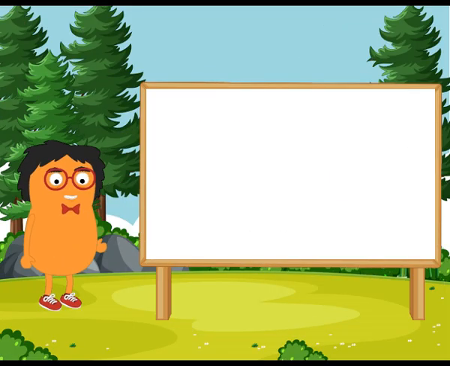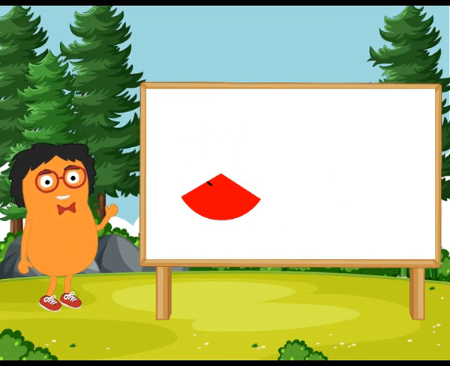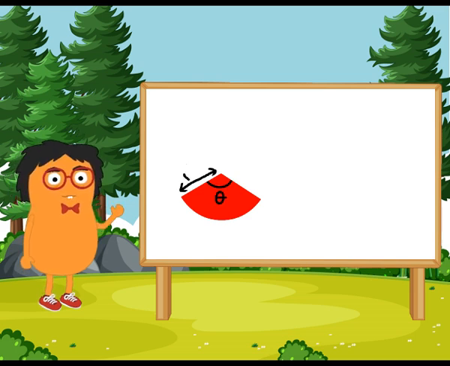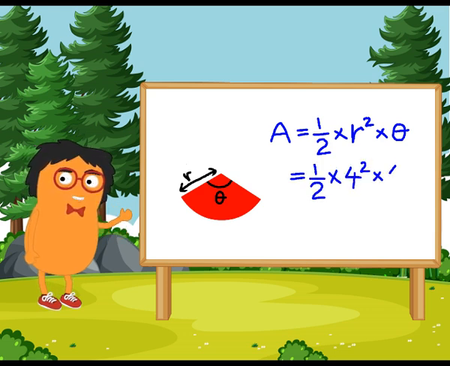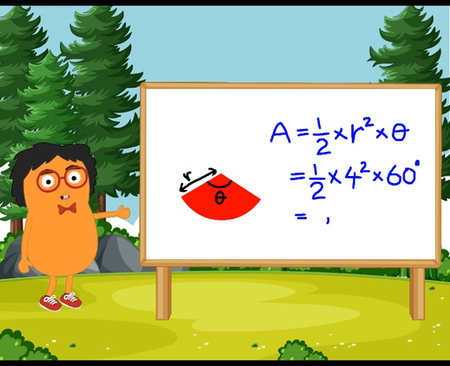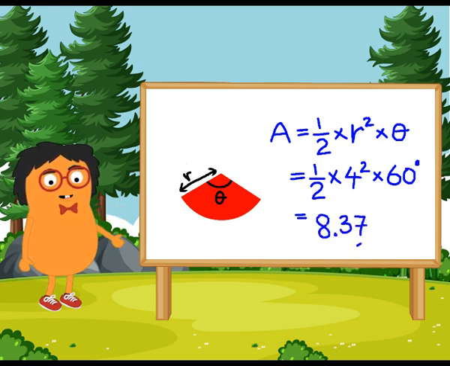Finally, we have the sector of a circle. A sector is like a slice of pizza. To find the area of a sector, use the formula 1/2 the radius squared times the angle in radians. So, if the radius is 4 units and the angle is π/3 radians, the area would be 1/2 times 4 squared times π/3, which equals 8π/3 square units.